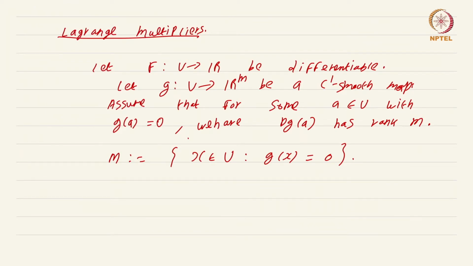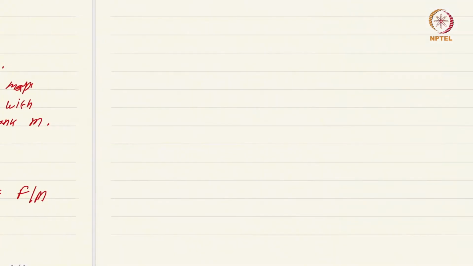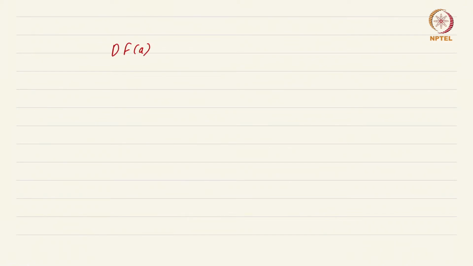Now the conclusion is, under this setup, if a in M is a local extremum of f restricted to M, so that means I am focusing only on those points in U that already satisfy the constraint, then we can find real numbers lambda 1 to lambda m such that the derivative df at a is nothing but a linear combination of the derivative maps of the component functions of g: lambda 1 dg1 at a plus dot dot dot plus lambda m dgm at a.